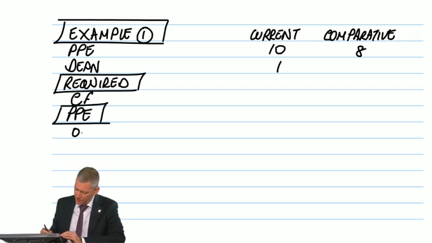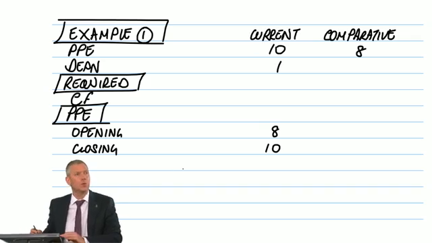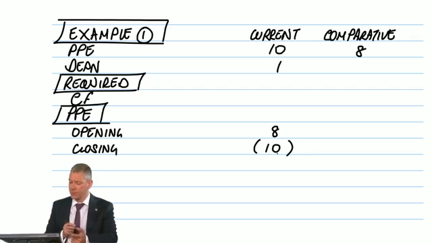Then we have the opening balance, and then the closing balance. We used to have 8 and we now have 10. Opening positive, closing negative. Always, always, always.